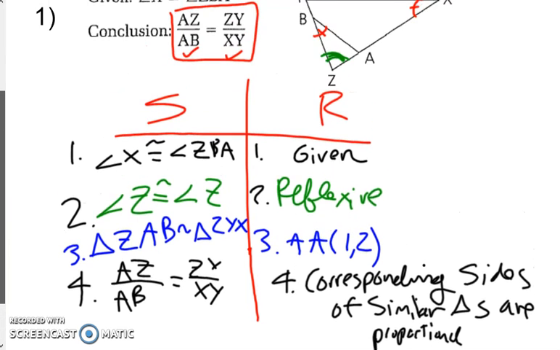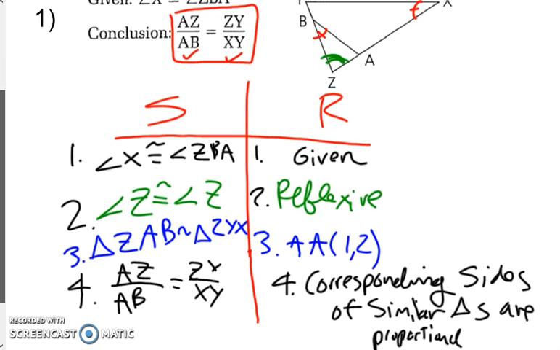One last thing to draw your attention to. Please note that the reason that we can set up this particular proportion relates back to what triangles we proved similar in step 3. So ZA and AB in that first triangle is equivalent to ZY and XY in that second triangle. So please be aware of that.